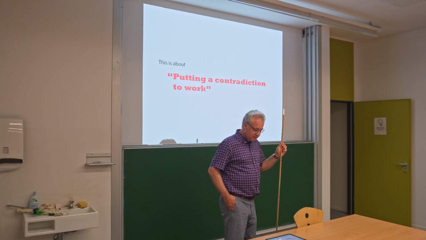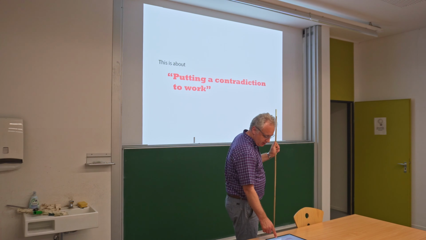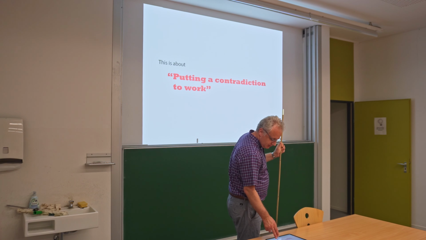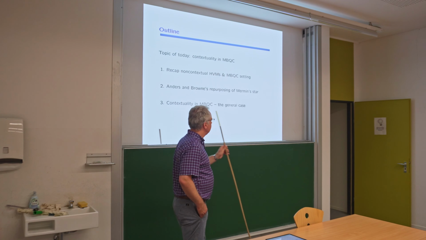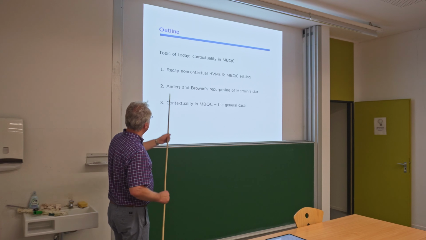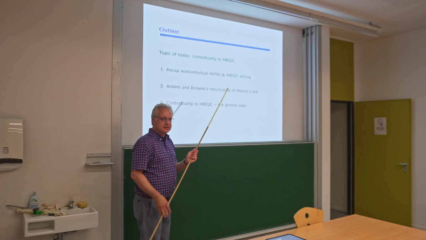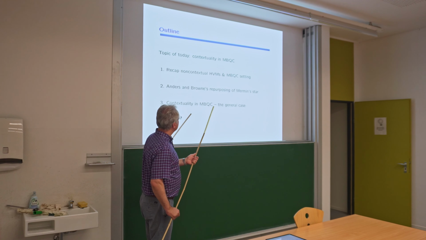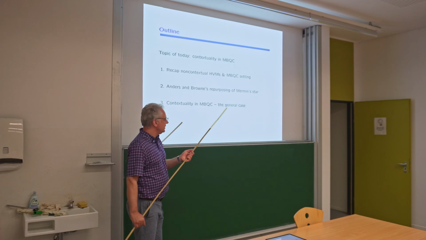Okay, so this is about putting a contradiction to work. We are familiar by now with the Kochen-Specker type contradictions. We saw them in quantum computation with magic states. So this is the outline for today. I will begin with a recap of non-contextual hidden variable models. We saw this, but just to make sure. And I want to formalize the MBQC setting a little bit.